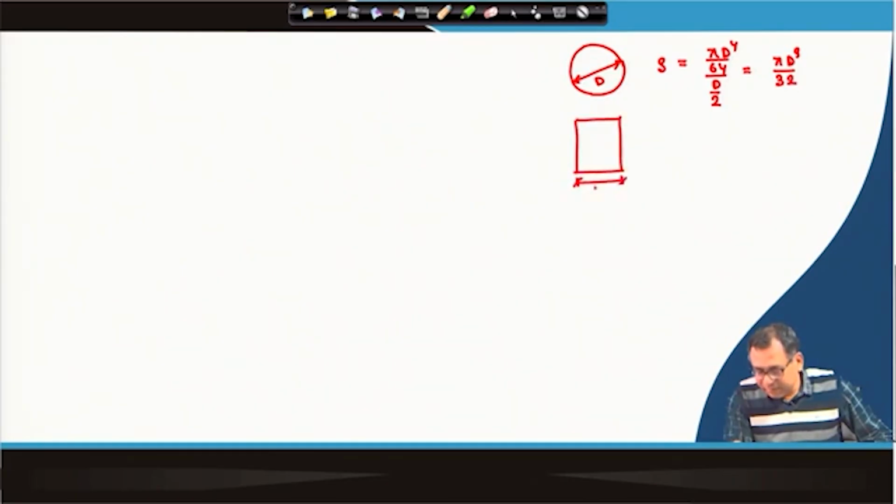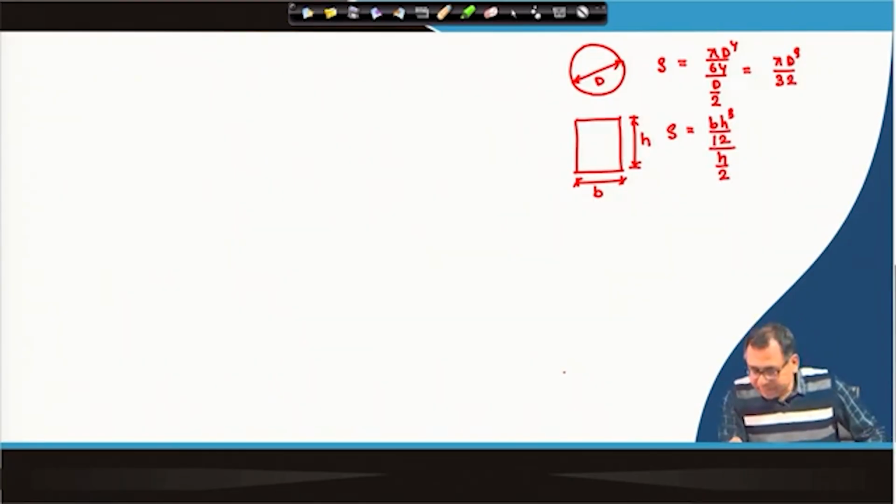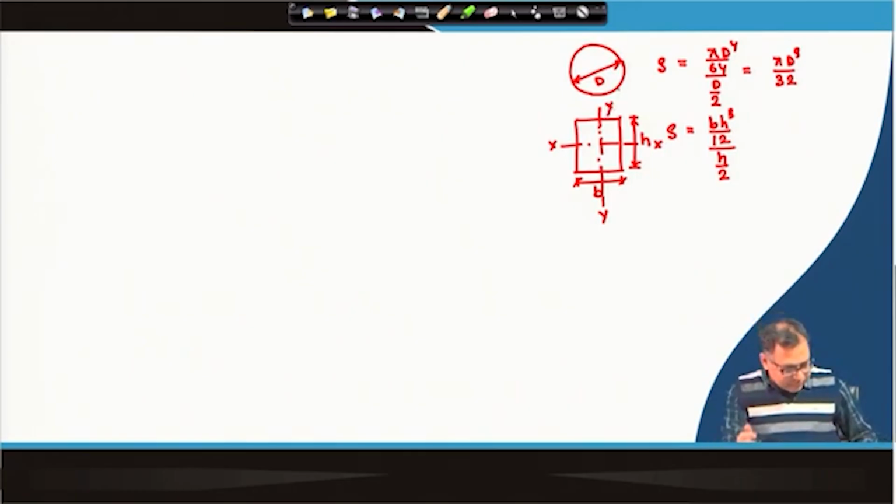Now, if it is a rectangular section, if this is B and this is H, then the section modulus will be what? B H cube divided by 12 divided by H by 2. Okay, because this is the x axis, and this is the y axis. So, this will be B H square divided by 6.